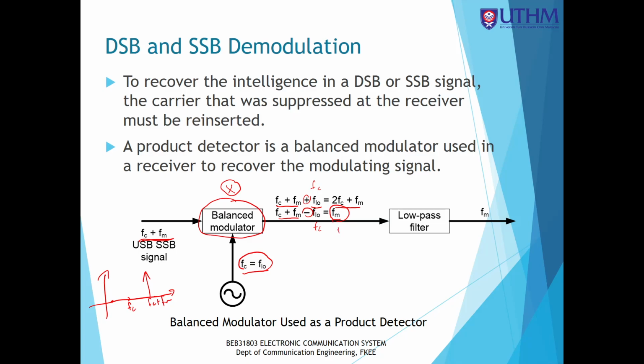So we want to select this. We can use a low pass filter to remove the high frequency signal and select only the lower frequency, and therefore we produce the output VMT.